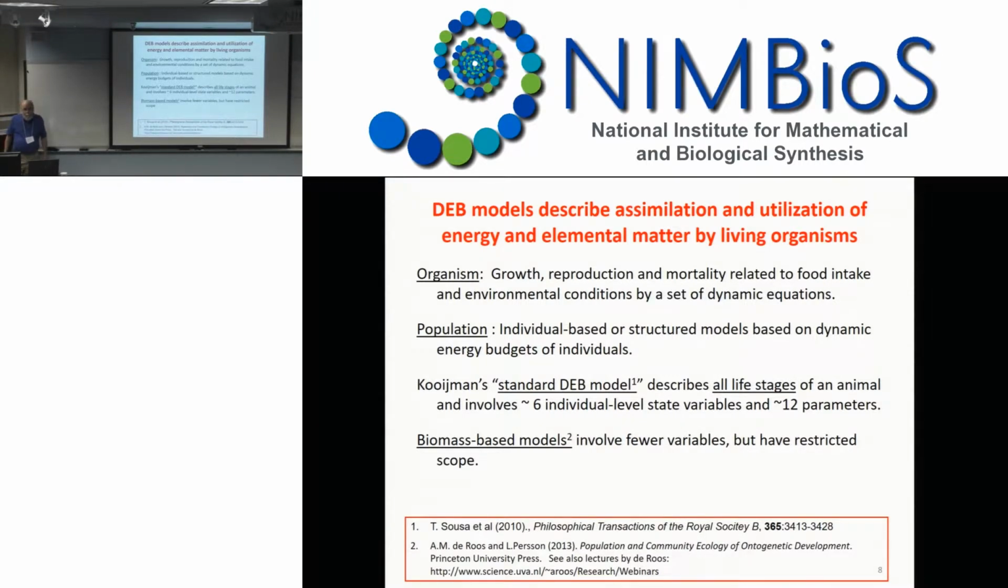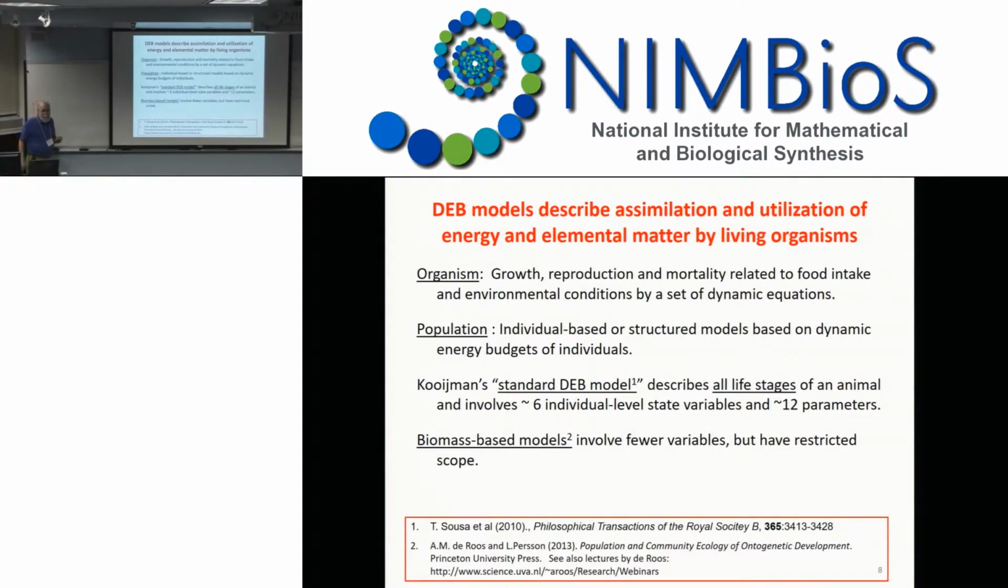In a minute, I'm going to briefly describe Bas Kooijman's so-called standard model, which describes all life stages of an organism and involves, in its fullest form, half a dozen individual, what we call individual or I-state variables, and around a dozen parameters. And I'll say again a bit why there is wiggle room around both these numbers.